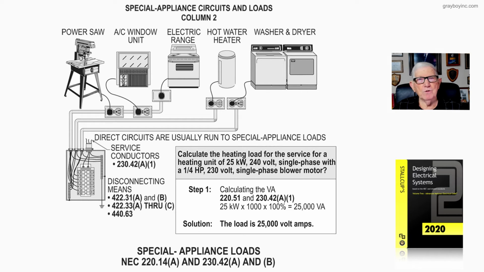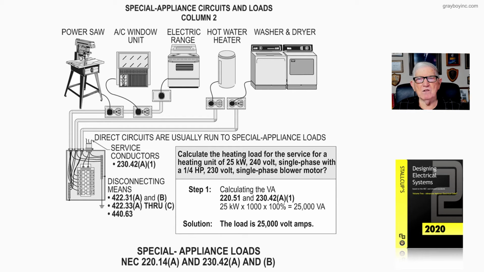Now we're in column 2. Now why are we in column 2 of loads? Because column 1 was the general purpose and lighting receptacle loads at 3 VA per square foot. Now we're getting into the other group of loads, your direct circuits. And then notice, we have a direct circuit to an air conditioner, or we could take 50% of a general purpose circuit. We said we got that permission over in Article 440.